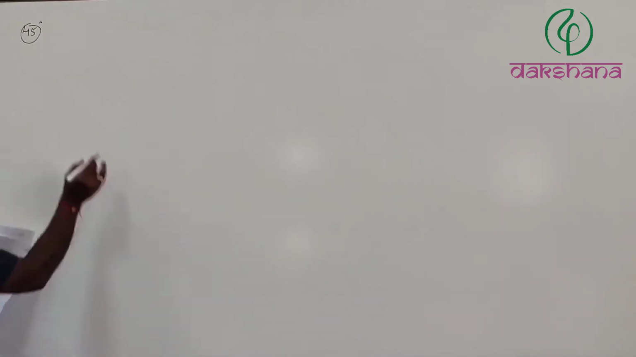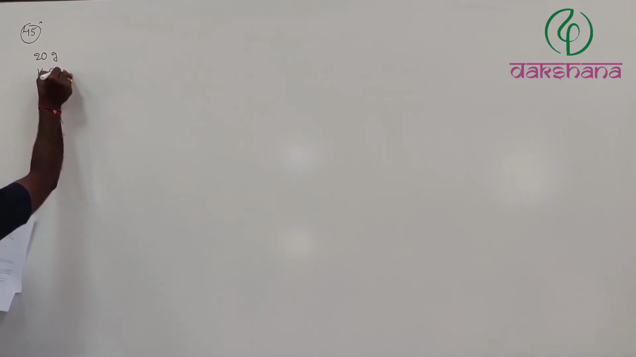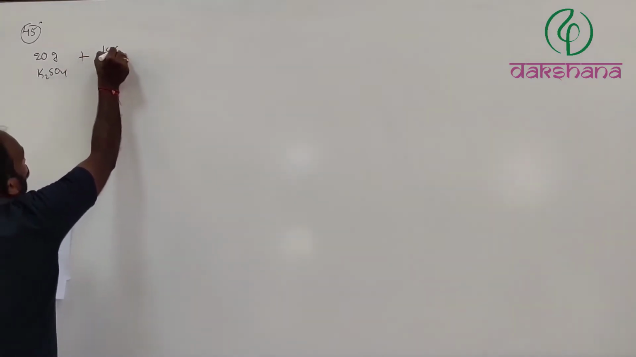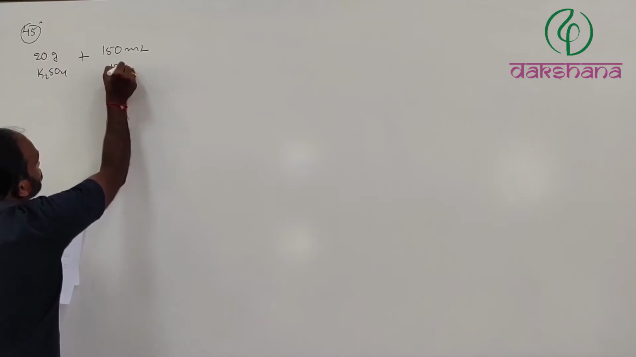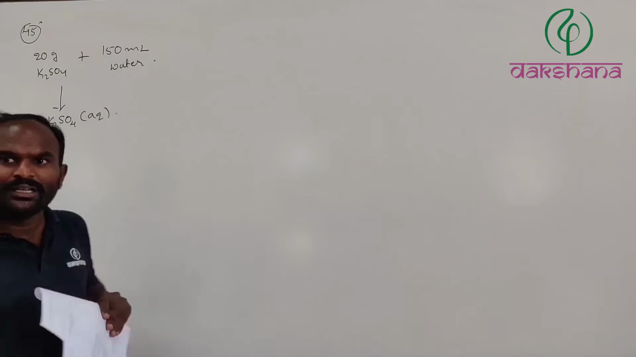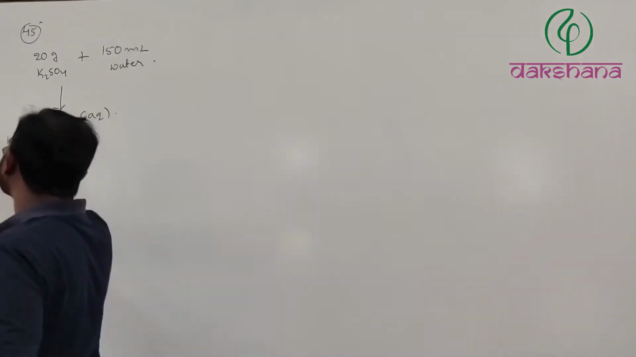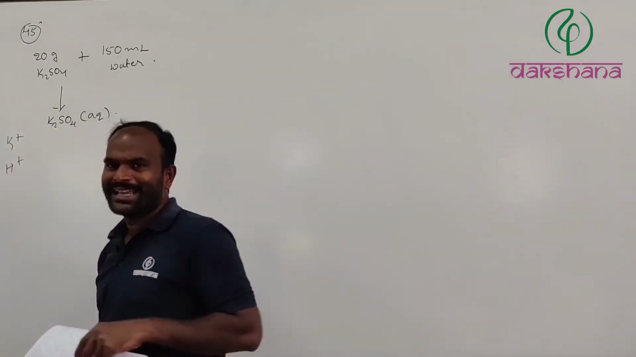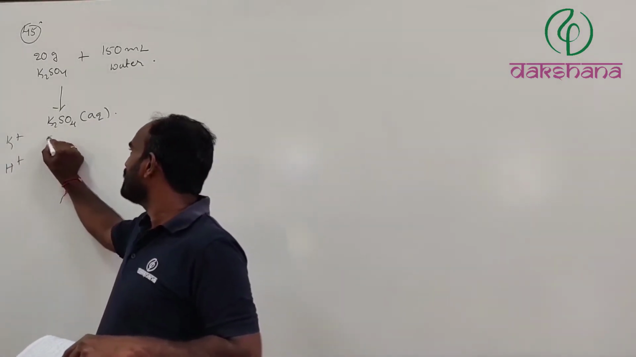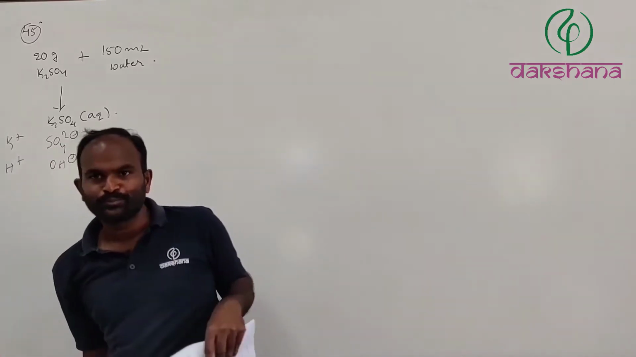See, 20 grams of potassium sulfate, K2SO4, is dissolved in 150 ml of water. Therefore, it is going to form a K2SO4 aqueous solution. In this, what ions are present? K+ ion is present, H+ ion is present. These are the cations. SO4^2- ion is present, as well as OH- ion is also present.